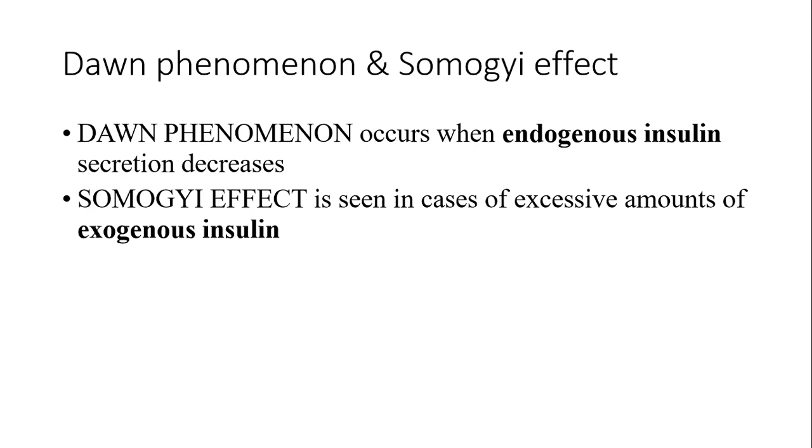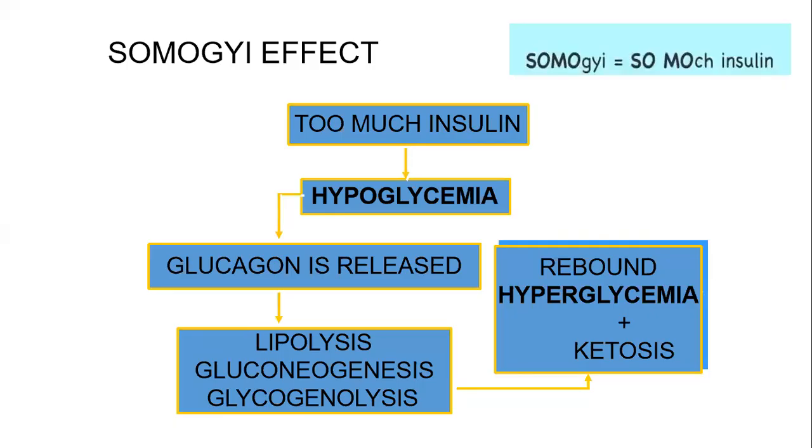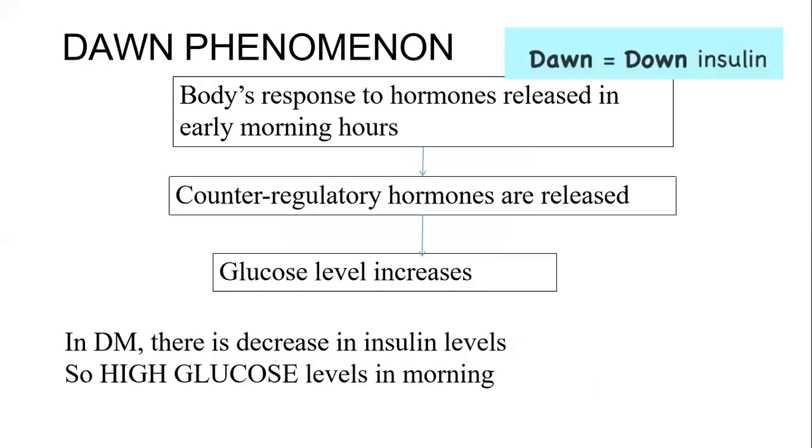The Dawn phenomenon occurs when endogenous insulin secretion decreases, and the Somogyi effect is seen in cases of an excessive amount of exogenous insulin. In the Somogyi effect, there is too much insulin, leading to hypoglycemia; glucagon is reduced, lipolysis happens in the body along with gluconeogenesis and glycogenolysis, and this results in rebound hyperglycemia and ketones.